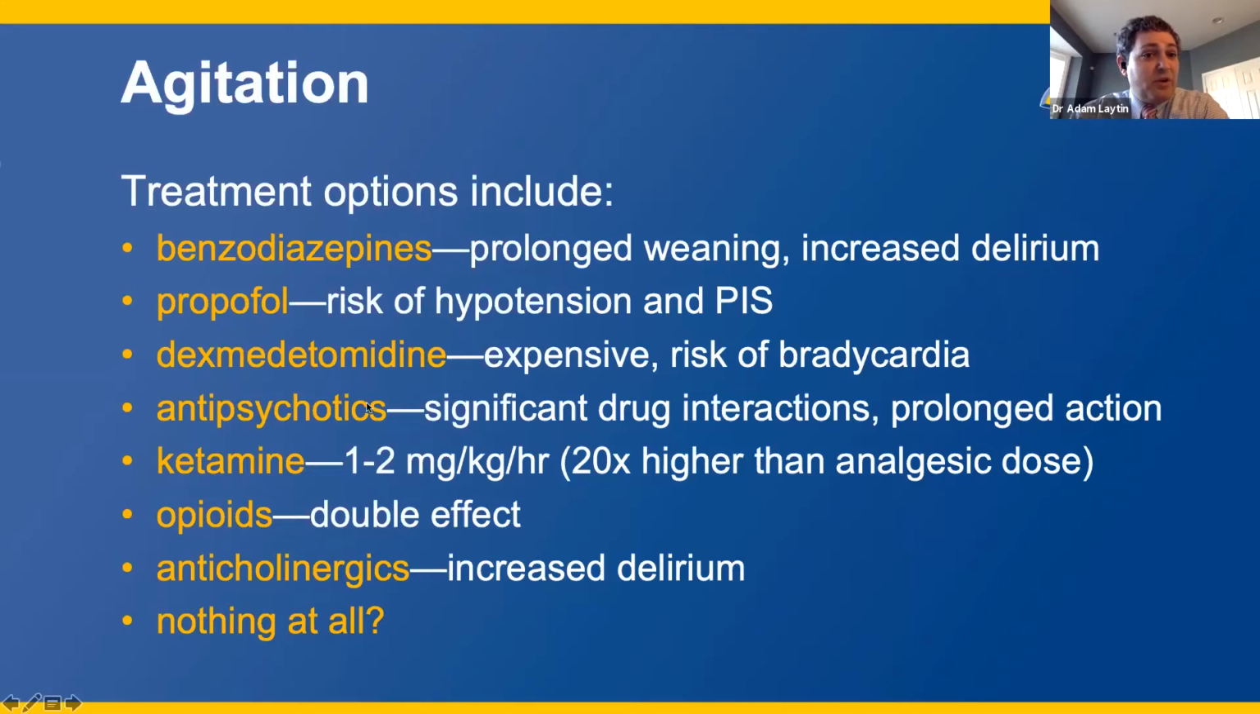Dexmedetomidine is more hemodynamically neutral in terms of blood pressure, but can be associated with dramatic bradycardia. It's also a very expensive medication, and in patients who've been on high doses of dexmedetomidine for a prolonged time, they can develop withdrawal with rapid cessation. And so often in patients who've been on dexmedetomidine for many days or weeks, those patients will require a clonidine taper to help to wean off as they're recovering.